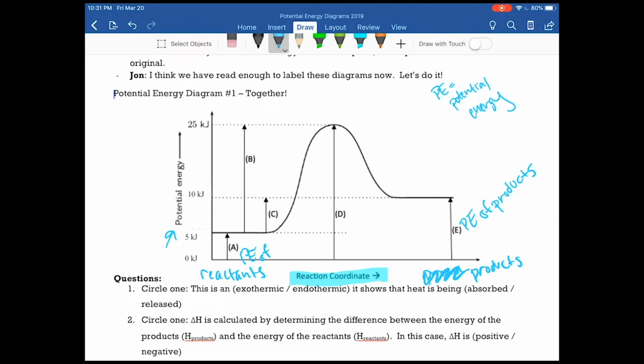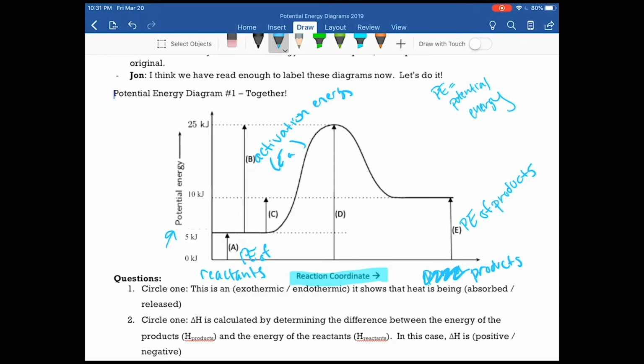I'm kind of bummed we're not actually teaching this to you in person, because there's a great demo with a ball that shows what point B is. B represents something called activation energy. We can also write it as E with a little a underneath it. Essentially, it's the energy needed to get the reaction going.